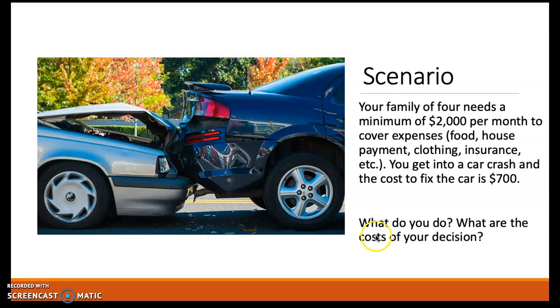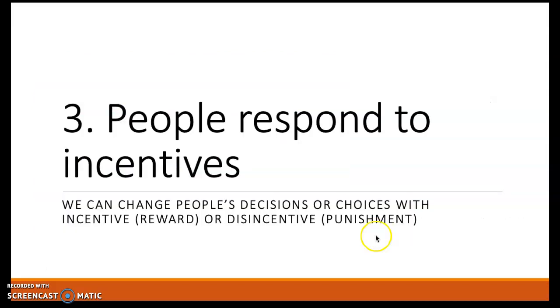Think about the options that you have. You could choose to fix the car or not fix the car. If you fix the car, obviously it's going to cost you $700, but it's also going to cost you money taken away from your other expenses, like paying for clothing, paying for insurance. However, if you choose not to fix the car, you now save that $700, however, you don't have a car to drive anymore. So when you make a choice, there is more than one cost to that decision.